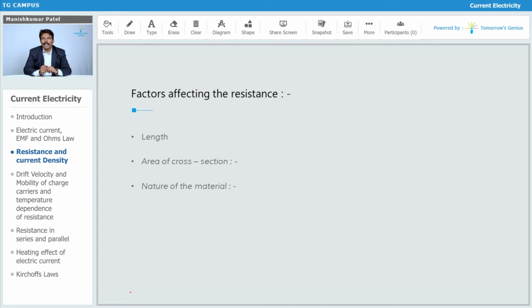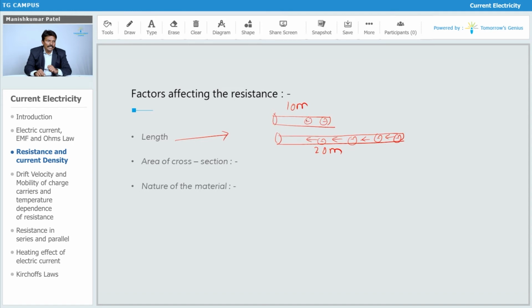Let's say I consider a wire, a conductor of a particular length. Take one wire of 10 meter, and in the second case one wire of 20 meter. For this case, the wire of 20 meter has more resistance. Why? The electron traveling through this 20 meter wire has to cross a much larger distance as compared to the first one.